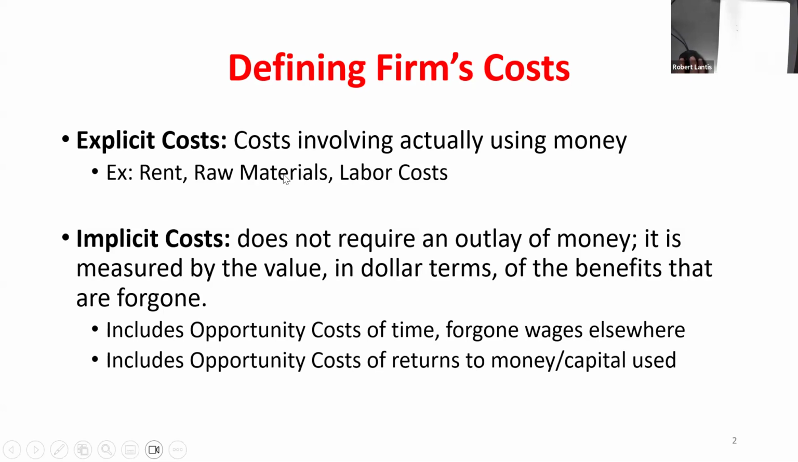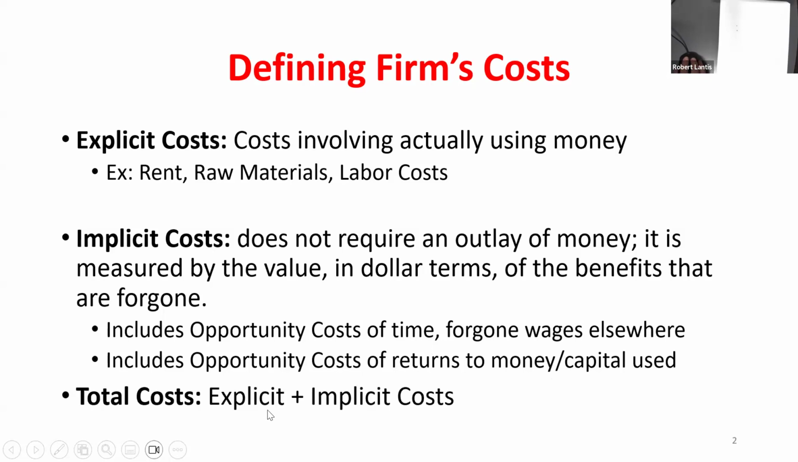If I'm using money to pay workers and pay rent, I'm not using that money to make investments. If I were to use that money to make investments, what am I foregoing? The amount of interest, or the ROI, I would be getting on that money invested. So whether I'm using my time towards a certain job and not others, or I'm using my money or capital to produce products rather than make investments, I might have opportunity costs there. We would call those implicit costs. Okay. And then the total cost would just be the sum of the two.